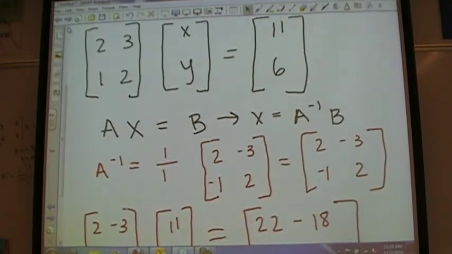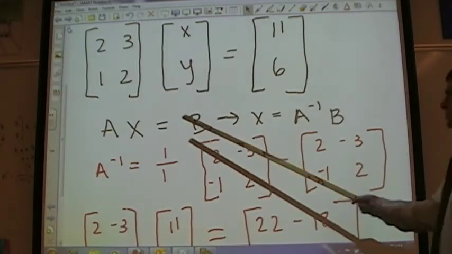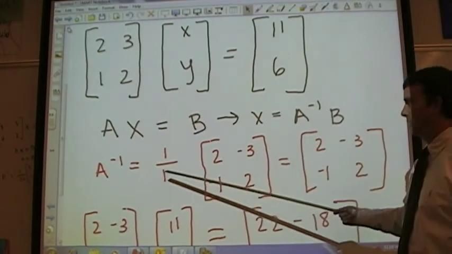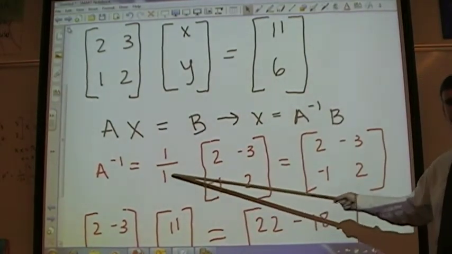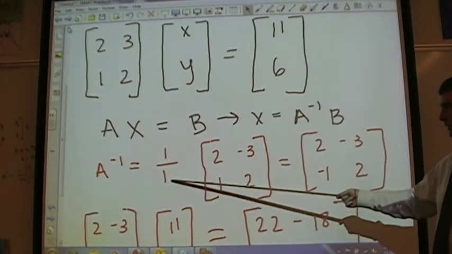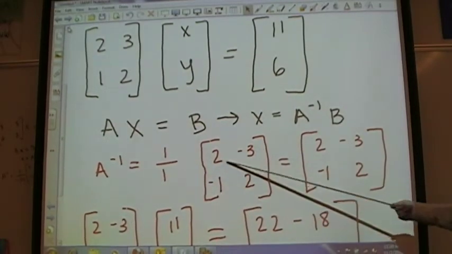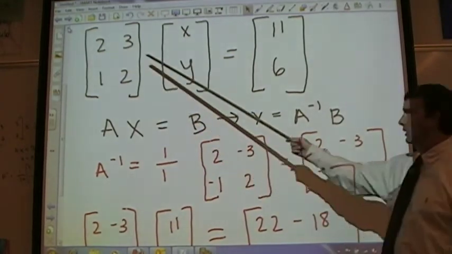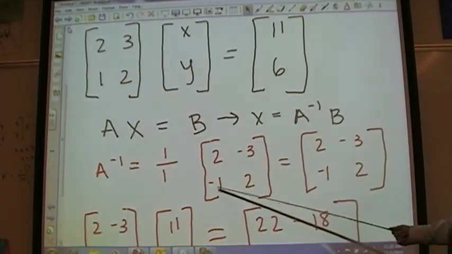To find the determinant, I multiply diagonally and subtract. So 2 times 2 is 4, minus 1 times 3 is 3. 4 minus 3 is 1. So don't forget that part when you're finding the inverse. 1 over the determinant. Switch these two. Get 2, 2. Negate these two to get negative 3, negative 1.